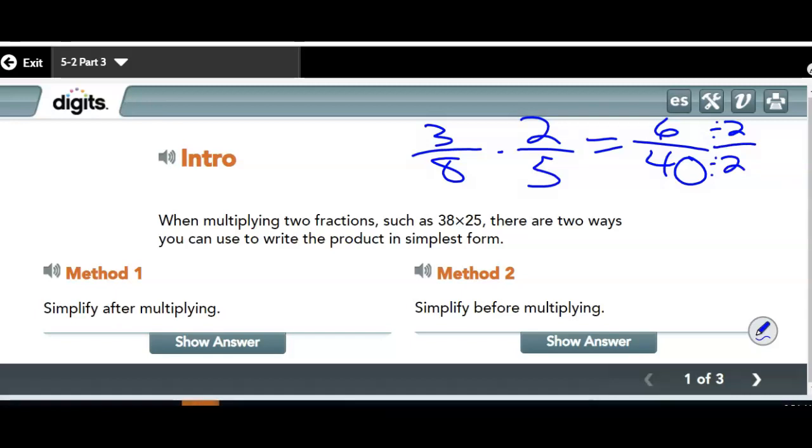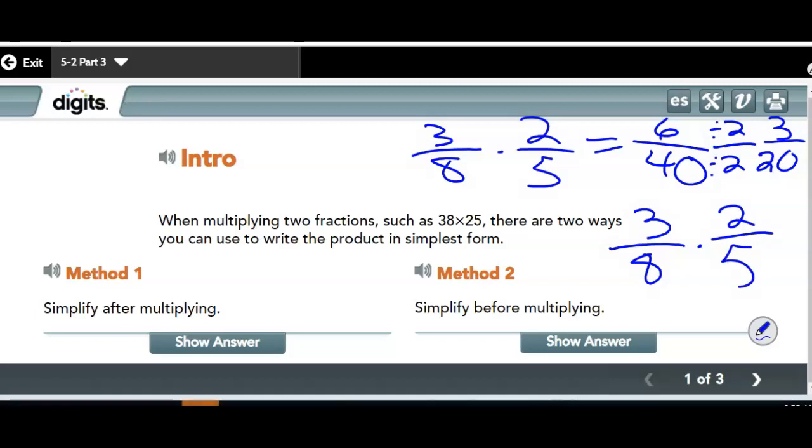We're just going to take a 2 out, right? 6 divided by 2 is 3. 40 divided by 2 is 20. Is this in simplest form? Okay. Now, what we're going to be doing, which is new, is we're going to solve these by simplifying before we multiply.